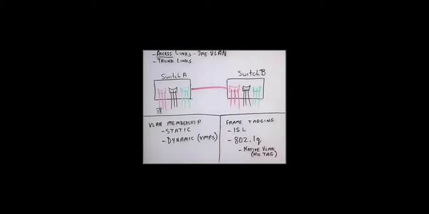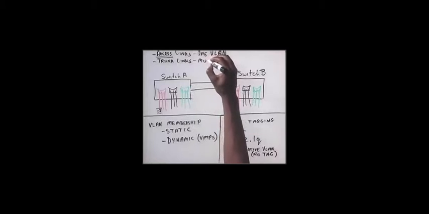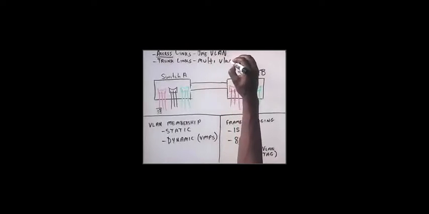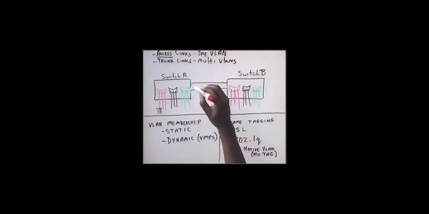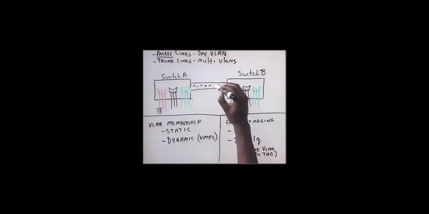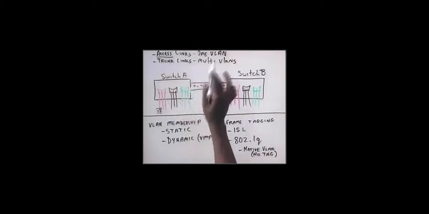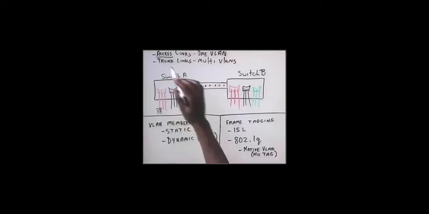So therefore, instead of using an access link between the switches, we use what's called a trunk link. A trunk link is capable of carrying multiple VLANs. So you could have some red VLAN traffic going across, you have black VLAN traffic going across, as well as green VLAN traffic going across that same trunk link. So the access link carries one VLAN at a time, and then the trunk links carry multiple VLANs.